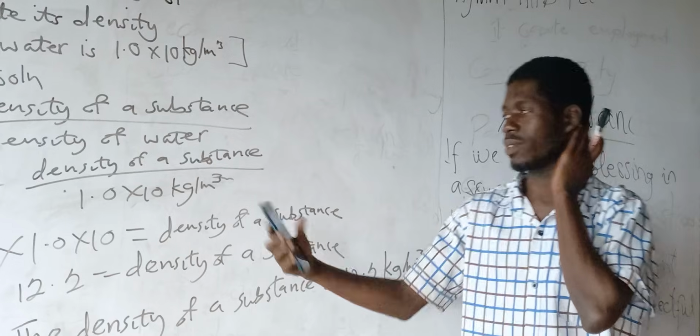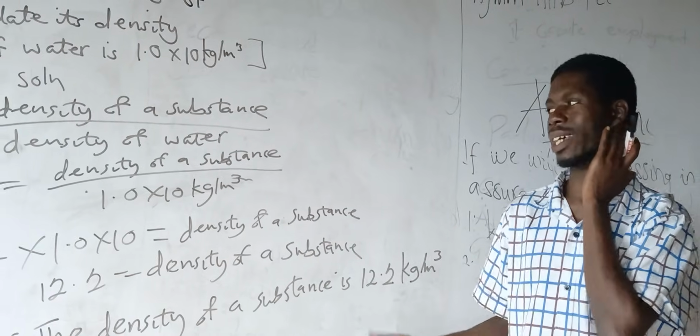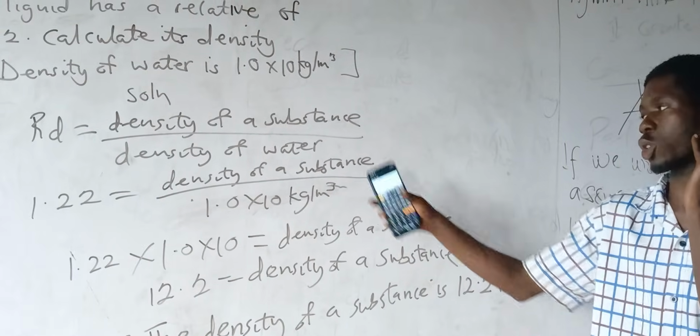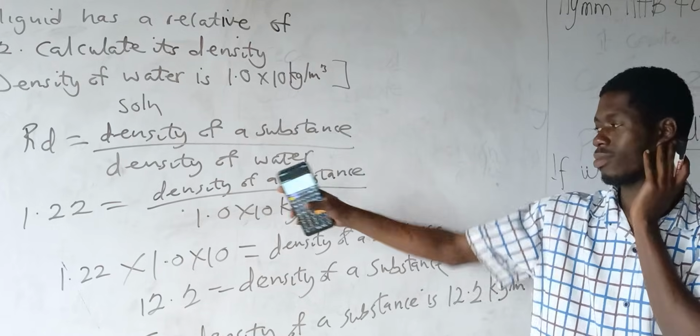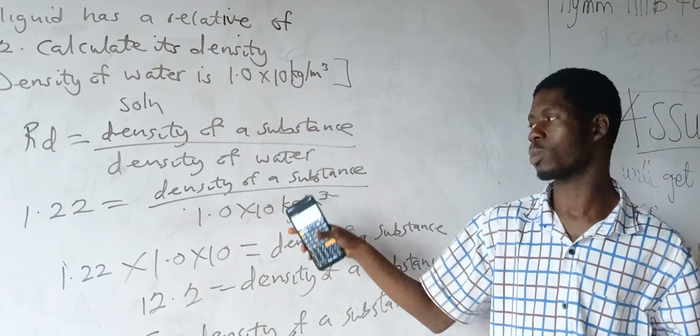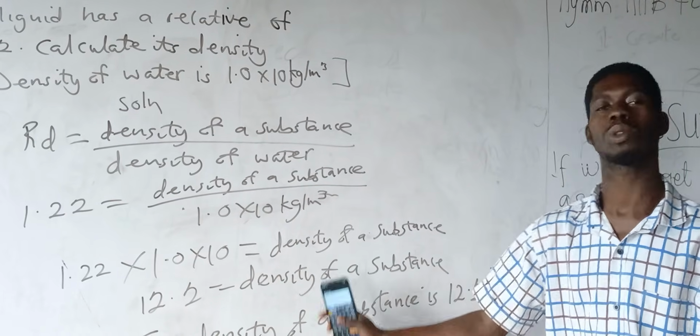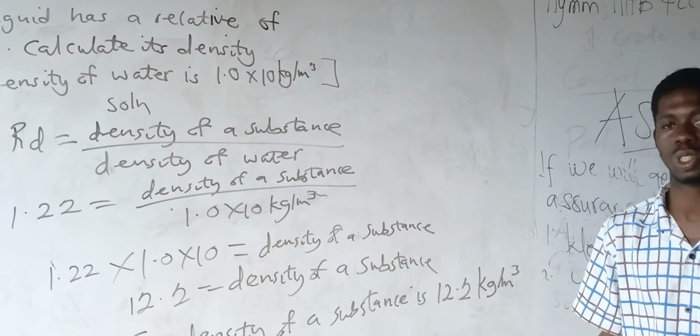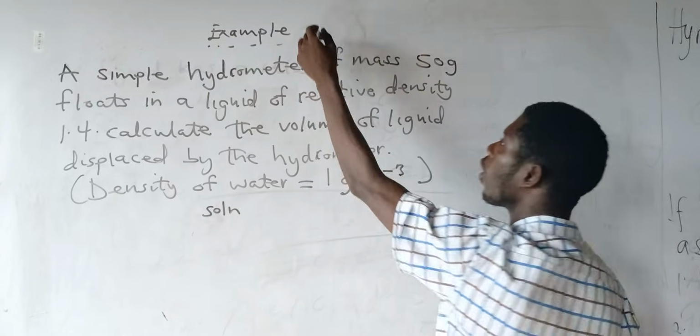They give us the relative density, they give us the density of water, then they say you should calculate the density of a substance. So you multiply, and you're able to arrive at the answer. Then include the units as well. You are there. Thank you.